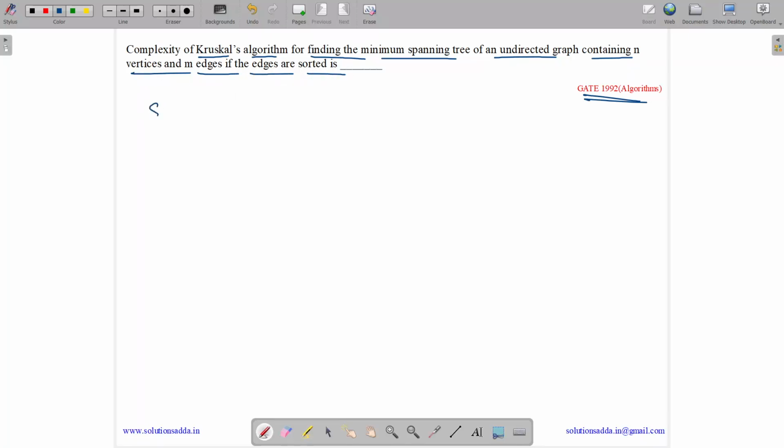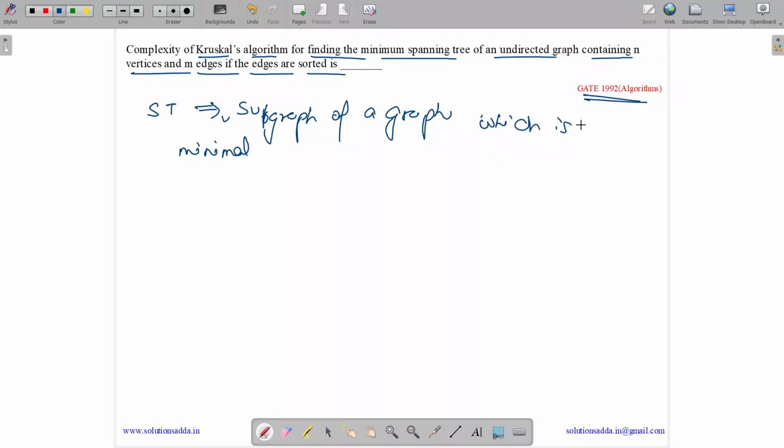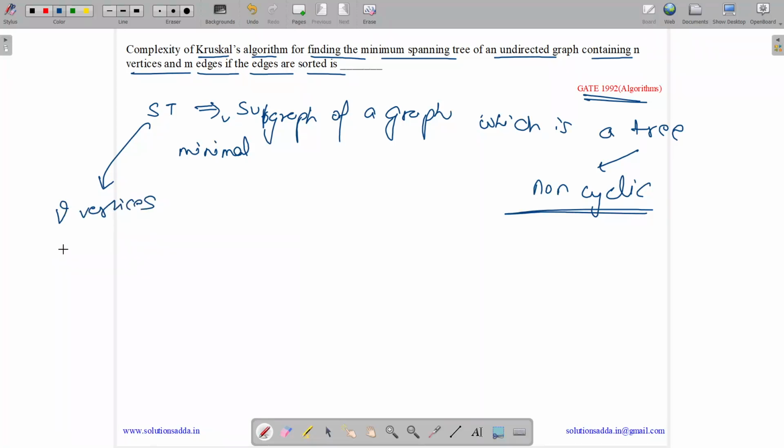So what is a spanning tree? A spanning tree is nothing but a minimal subgraph of a graph which is a tree. So what is the meaning of tree? A tree means it should be non-cyclic. And a spanning tree generally has all the vertices, which means V vertices, and the number of edges E equals V minus 1.